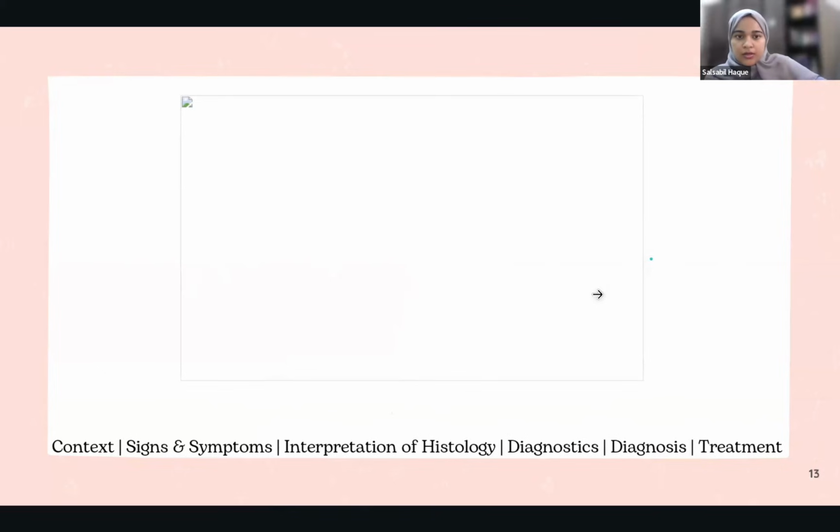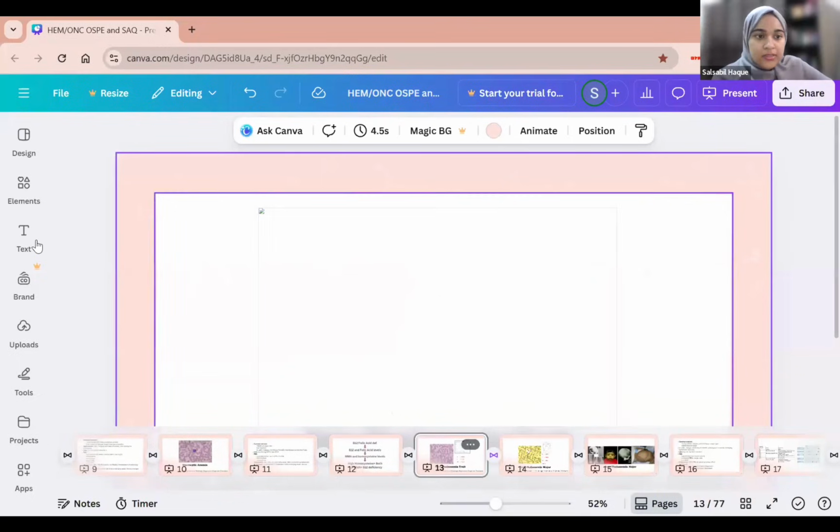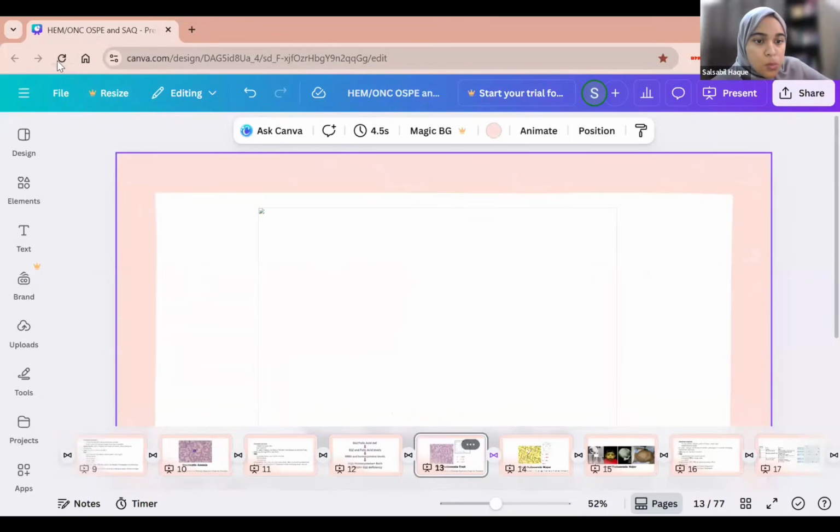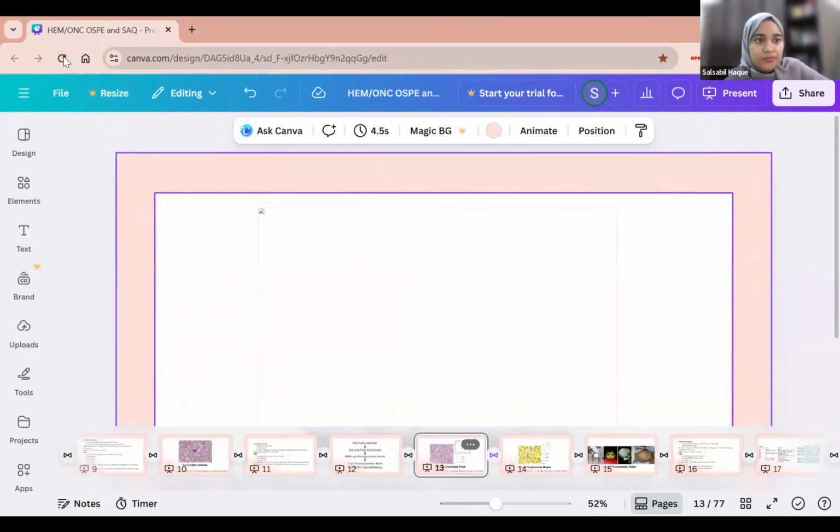Okay, I think this is not loading. So we can see from here. The internet is really bad. Just a second.